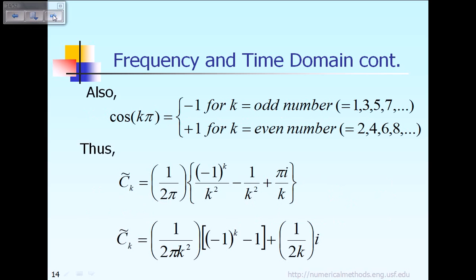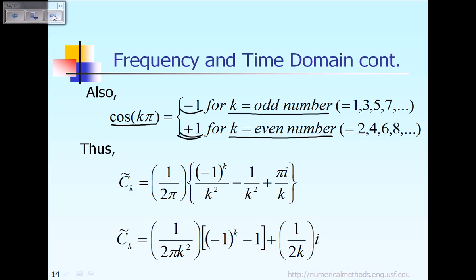The value of cos of k pi could be equal to either -1 or +1, depending on the index k. If k is an odd number, like 1, 3, 5, 7, then cos of k pi is equal to -1. On the other hand, if k is an even number, like 2, 4, 6, or 8, then cosine of k pi will be equal to +1.